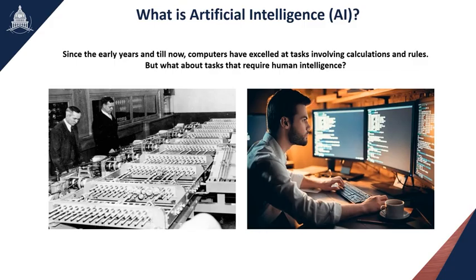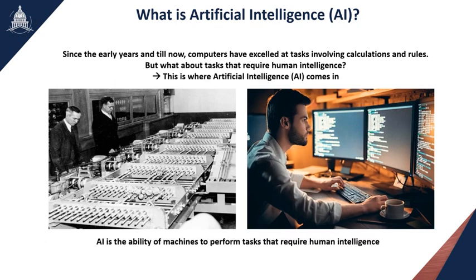We know, since the early years and up till now, computers have excelled at tasks involving calculations and rules. For instance, they are unmatched in solving mathematical equations or processing vast amounts of data. But what about tasks that come naturally to humans, like learning a new language, identifying objects in our surroundings, or even driving a car? This is where AI comes in. AI enables computers to go beyond pre-programmed rules and start learning, adapting, and solving complex problems, just like humans do.